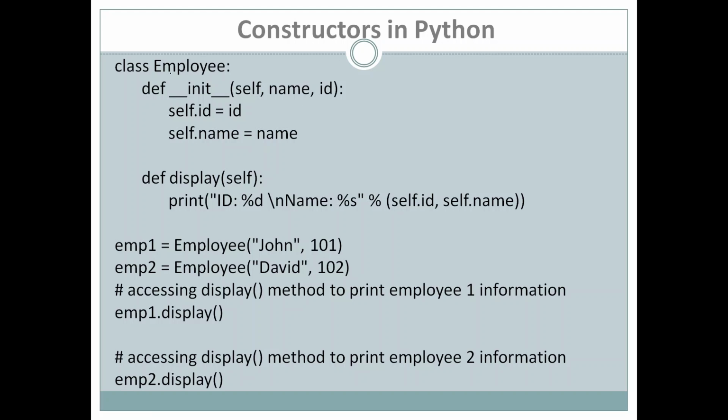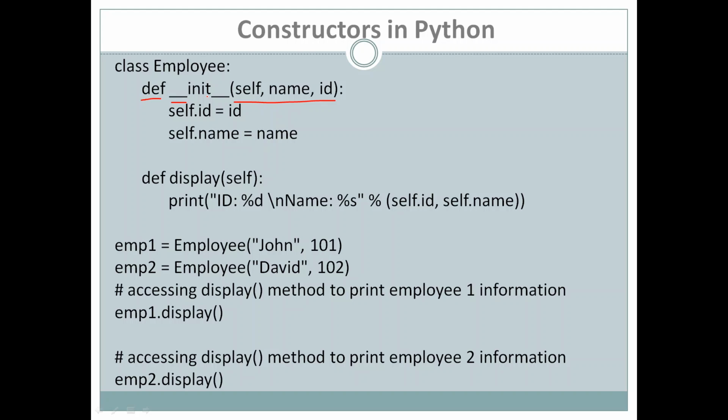So we have a class here, the class Employee. Then you can see here the init function has been defined. The keyword def, then double underscore, remember, not a single underscore, double underscore init, again double underscore, and we have the parameter list. The first parameter is always self. Then we have two more parameters to the init function. The parameters are name and id.